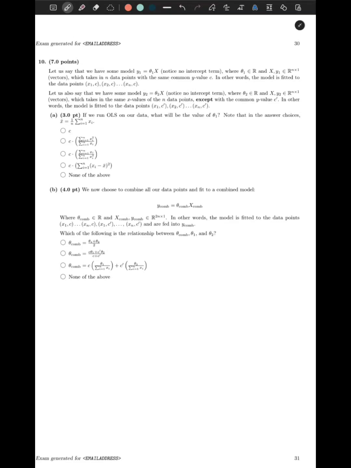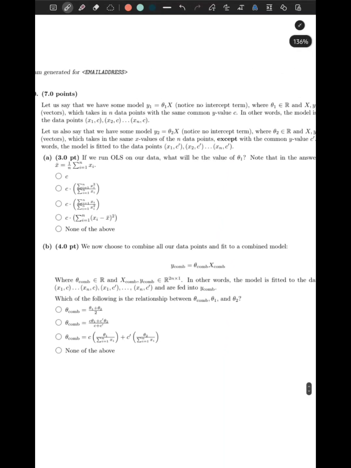For part A, if we run ordinary least squares on our data, what will be the value of theta 1? Okay, so to find the value of theta 1, we can just do what we normally do to find the optimal value of theta, which is take the derivative of our loss function and set it equal to 0 so we can solve for theta. And we know with ordinary least squares, we're going to be using mean squared error.